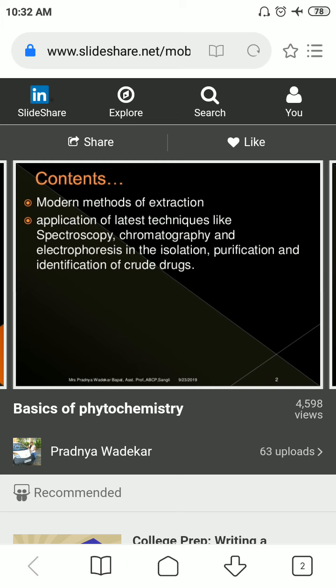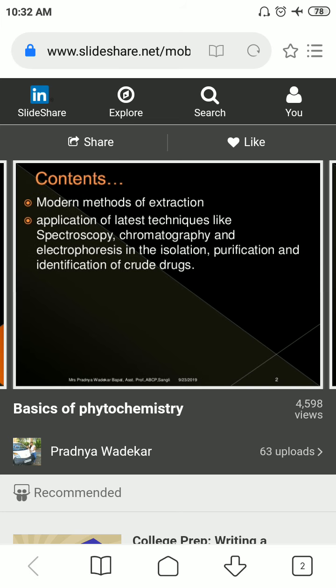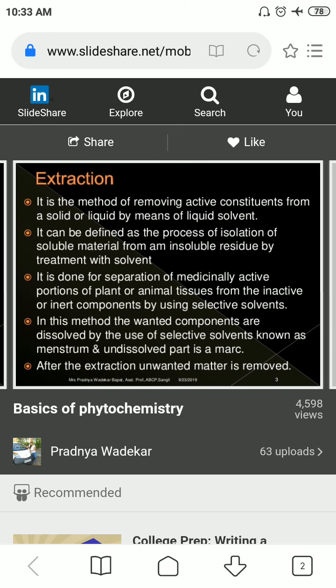So we have to start with modern methods of extraction, the general method of extraction, then the application of the latest techniques like spectroscopy, chromatography and electrophoresis in isolation, purification and identification of crude drugs. So this is the main content of this chapter. We are starting with extraction. Last time we already discussed the general process of extraction. So what is the general process?